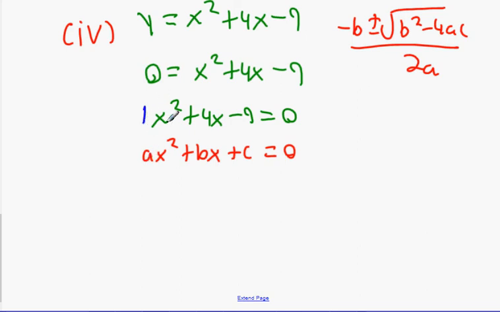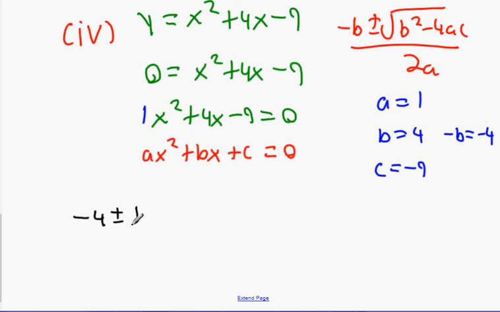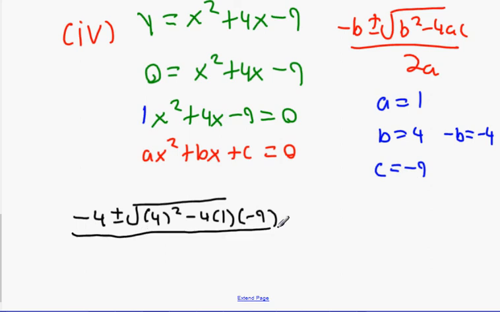A is whatever number comes in front of the x squared. A is 1. B is 4, and C is minus 9. Okay, what is minus b then? Minus 4. Substitute into the formula. Minus 4 plus or minus the square root of b squared, which is going to be 4 squared, minus 4 times 1 times minus 9, all over 2 times 1.